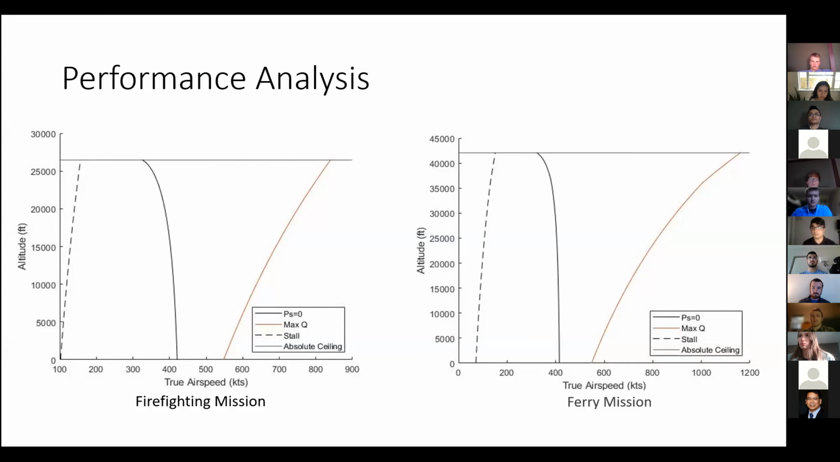If it passes this limit, that's the curve in orange. And the solid curve is where the specific excess power is equal to 0. So all the power generated from the engines goes into propelling the aircraft. And so these are the 2 operating envelopes.